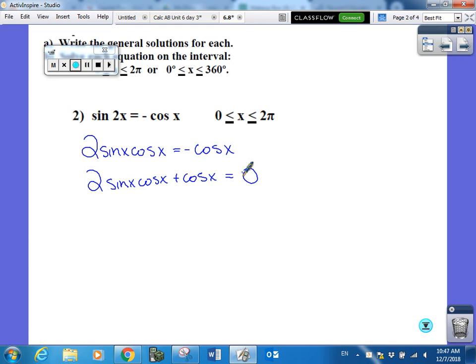Now, when you have multiple words, there's a couple different situations. Either you can use a Pythagorean to make the words the same. Does this have anything to do with Pythagorean? No, there's nothing squared, so it's just a GCF.